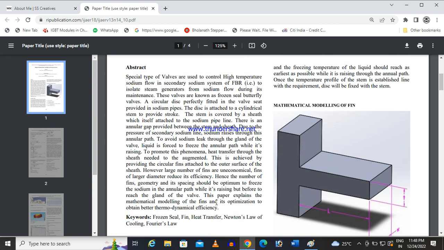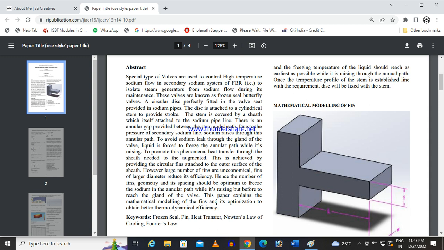So basically, as I was telling, it's a special type of gate valve used to control the high temperature sodium flow in the secondary sodium system in a fast reactor, to isolate the steam generator from sodium flow during its maintenance. If maintenance of the steam generator is required, then it is to be isolated. So at that time, basically at the SG outlet, there only this frozen seal valve is installed.